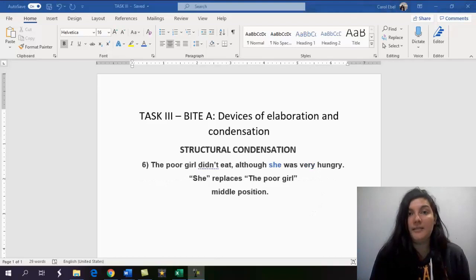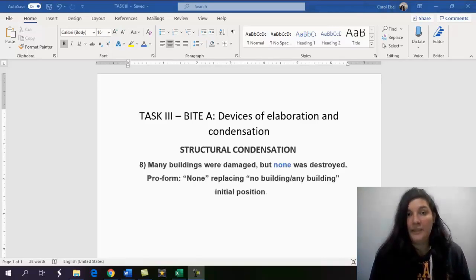Finally, we can say this condensation occurs in final position because the word does is the last element of the clause. In exercise 6, we can see two clauses, an independent clause and a dependent clause following it. In the second clause, which is the dependent clause, we can see a personal pronoun condensing the noun phrase the poor girl. In this case, the condensed structure happens in middle position. Why? Because although is the first element in this dependent clause, remember that subordinators are part of and introduce or head dependent clauses.